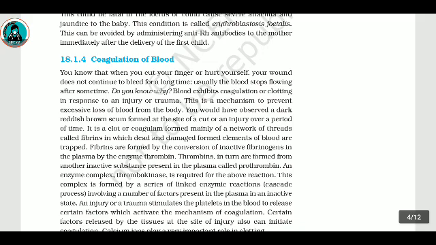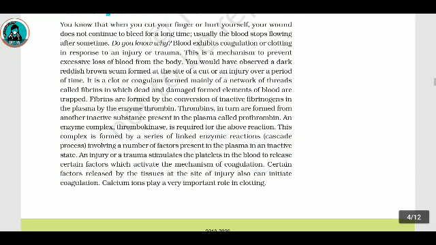In an inactive state, an injury or a trauma stimulates the platelets in the blood to release certain factors which activate the mechanism of coagulation. Certain factors released by the tissues at the site of injury also can initiate coagulation. Calcium ions play a very important role in clotting.